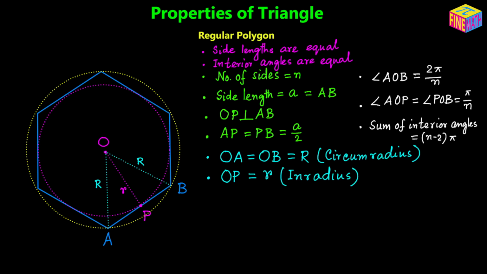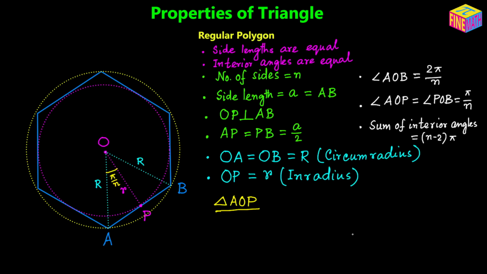Also we know that for a regular polygon, the sum of interior angles is equal to n minus 2 times pi. And the size of each interior angle will be n minus 2 times pi, whole divided by n. Next we are going to calculate the size of the circumradius and the inradius.